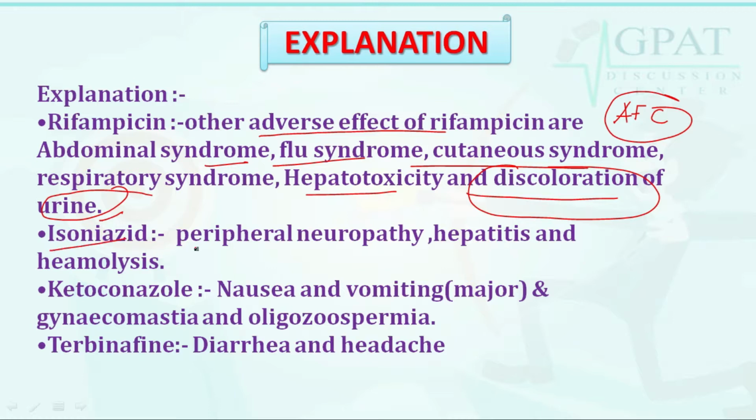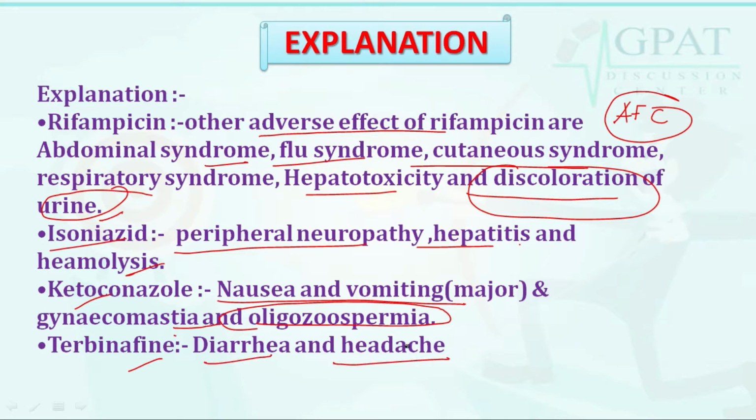So isoniazid has peripheral neuropathy, hepatitis and hemolysis, whereas ketoconazole has nausea and vomiting, gynecomastia and oligozoospermia. These are the side effects. And terbinafine has diarrhea and headache. So students, rifampicin is the correct answer, which has the flu syndrome, abdominal syndrome and cutaneous syndrome.